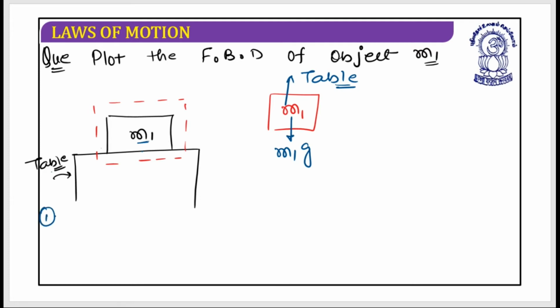First, let me write down certain shortcuts to find out the FBD. First, isolate the body whose FBD is required.